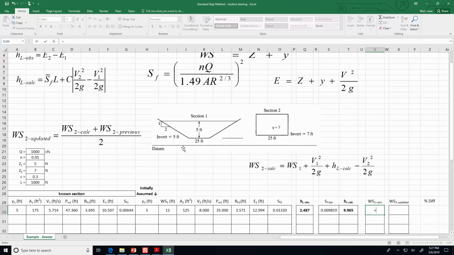Water surface 1 is the depth and the elevation above the datum. So for water surface 1, what we need to do is have y1 plus z1. And that's what gives us water surface at 1, plus the velocity head at 1. So now we're doing v1 squared divided by 2 times 32.2, plus the calculated head loss that we just did. Now we're not going to be able to click on the location because it's centering on top of where that is, but we can type it in. It's C30. Okay, so that's plus the head loss, and then minus the velocity head at 2. And so that's minus v2 squared divided by 2g.